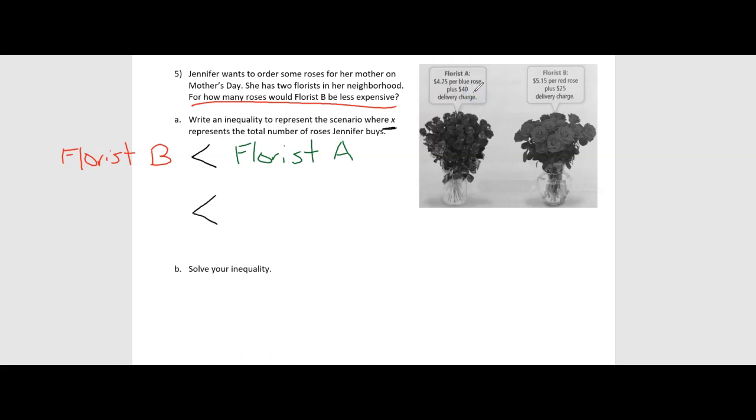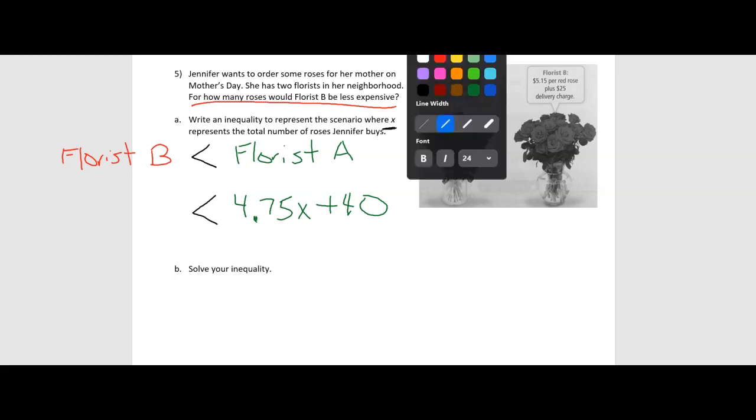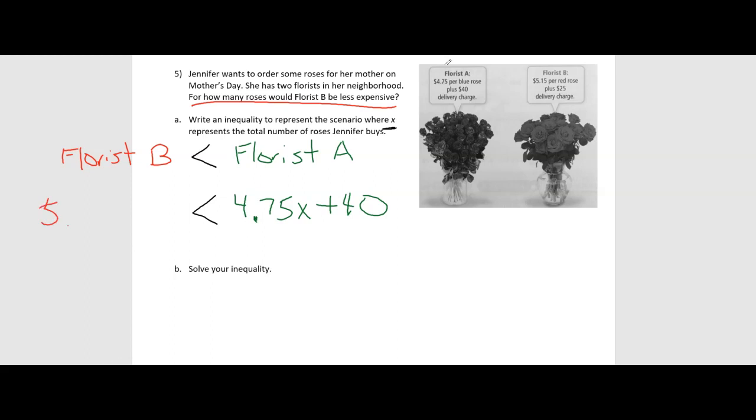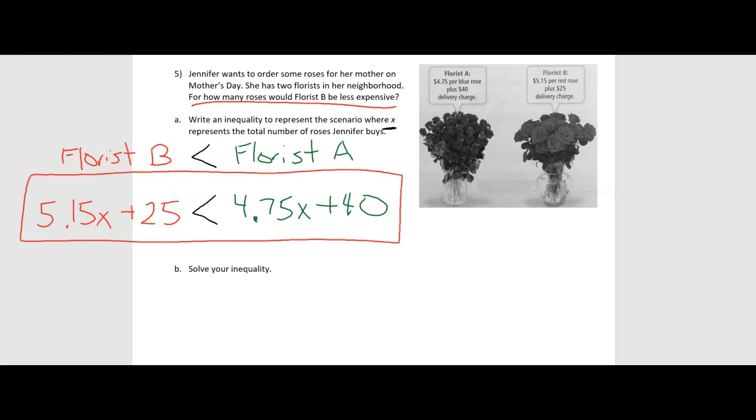So for florist A, we have 4.75 times X, because it's 4.75 per rose, plus the $40 delivery charge. That's just a single fee. It doesn't matter how many roses you're delivering. Florist B, we have $5.15 per rose. Let's make that a better 5. So times x plus only a 25 delivery charge. So that would be the inequality that would help us figure out how many roses we could order where florist B is less expensive than florist A.